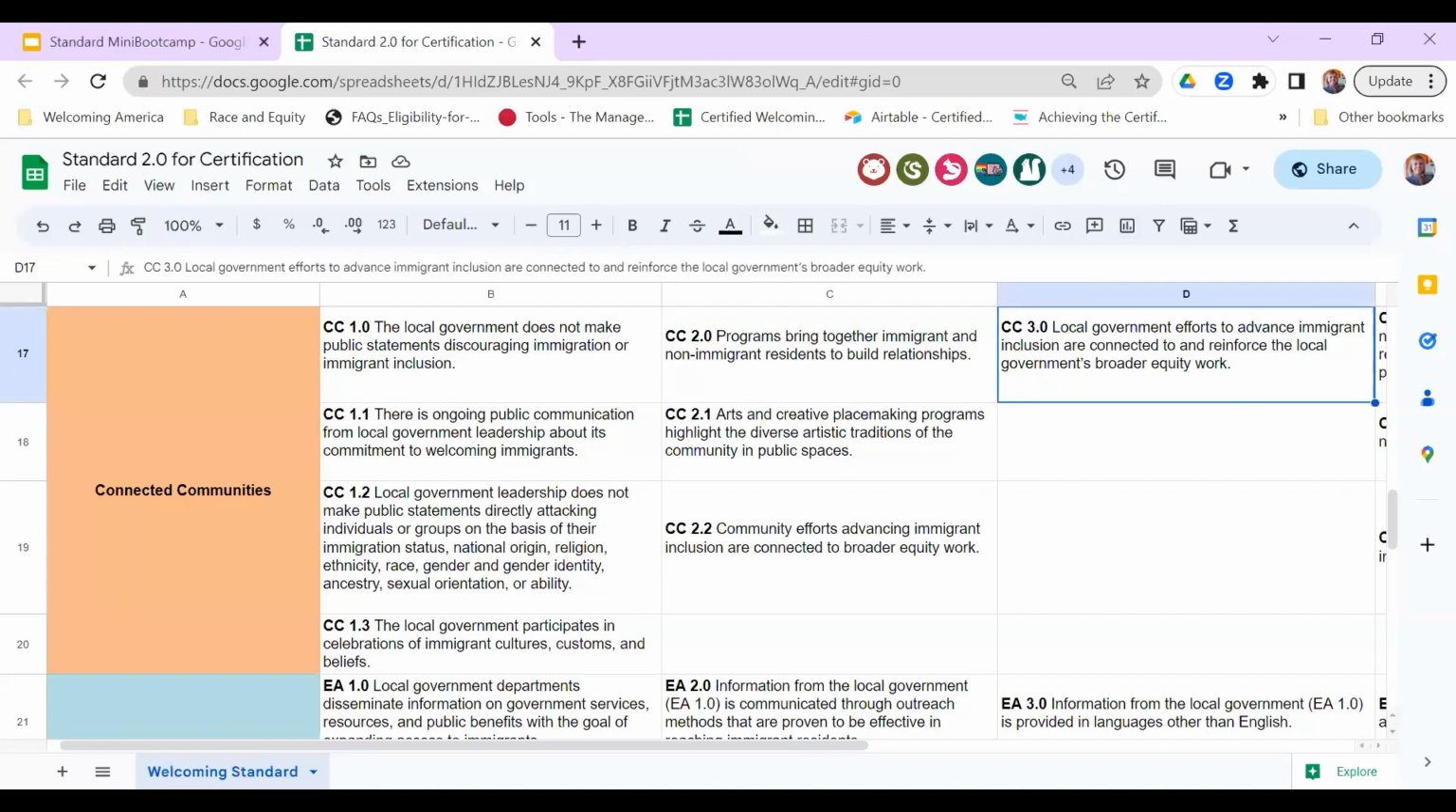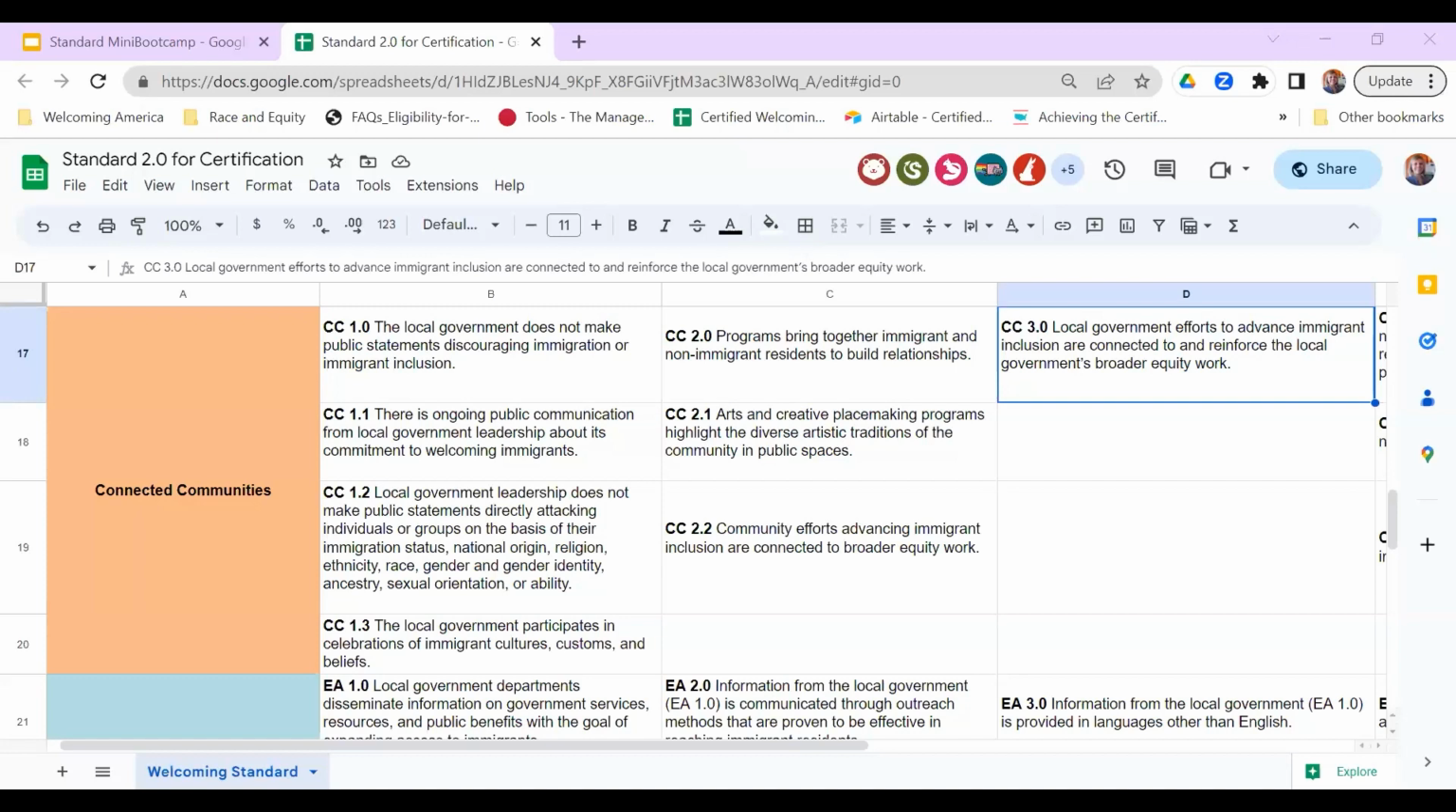Now we have a little bit of a break for 3-star. We just have one criteria here, which is that the local government's equity work is also including immigrant inclusion. So again, the goal is that the equity work is not siloed, and to really understand how immigration and race are intersecting. So here, we might see some disparity studies, or some police policies that have been changed that have benefited both immigrants and Black residents, for example. But the goal here is to ensure that the local government is also thinking about it here.